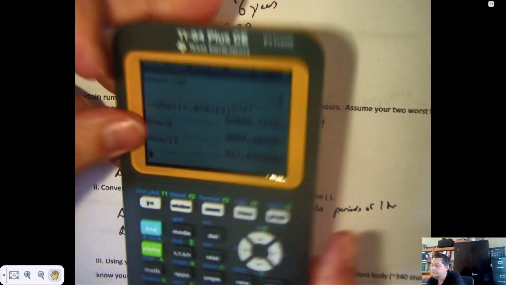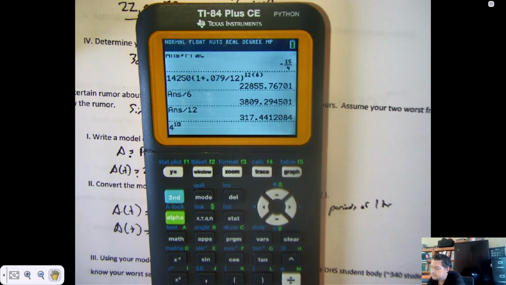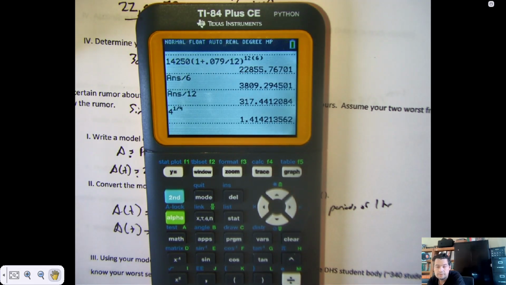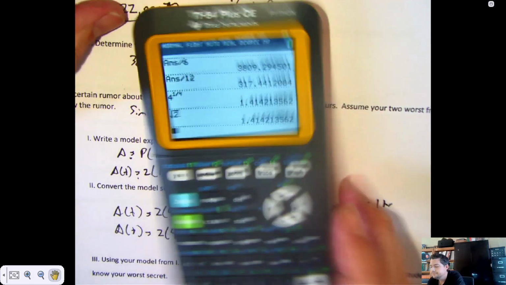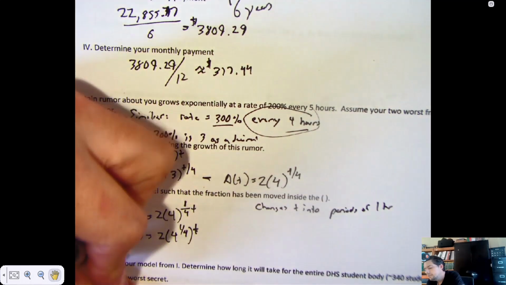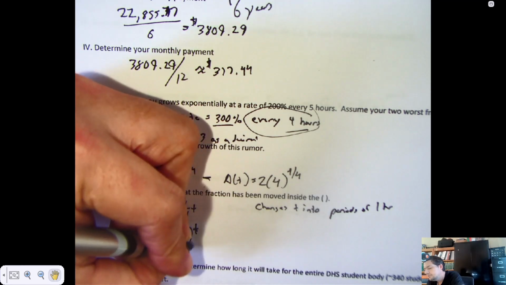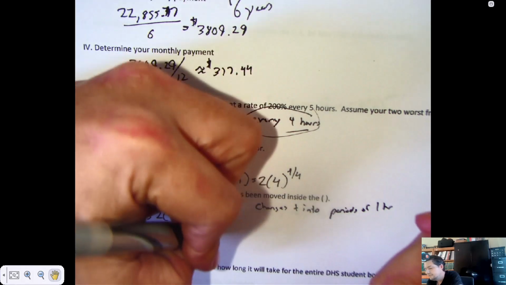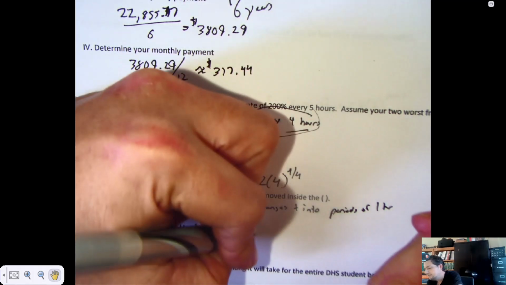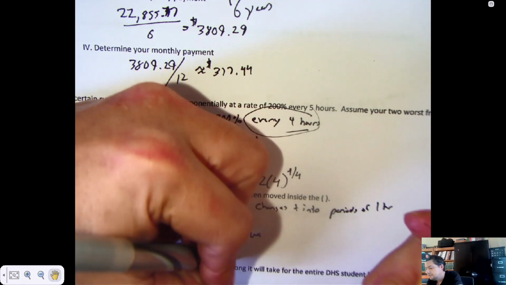Now, I feel that the 4th root of 4, don't ask me how I know this, is probably the same thing as the square root of 2. It is. So the amount after time passes is 2 times root 2 to the t. Now, honest to God, this is where you stop. This is like super extra.